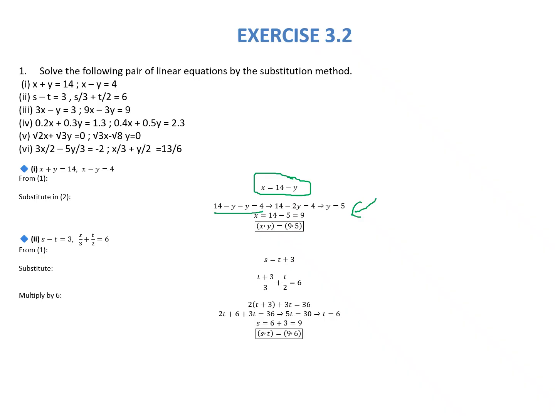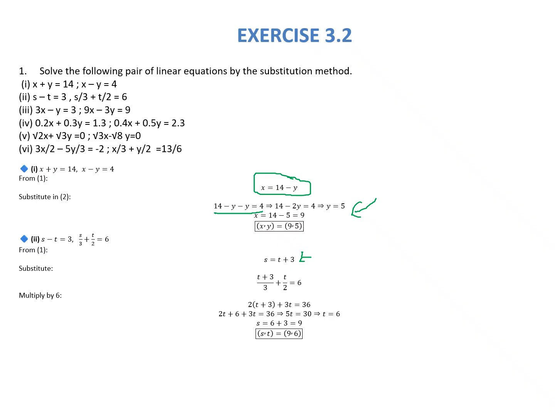Okay, now in the second equation, s minus t is equal to 3 and s by 3 plus t by 2 is equal to 6. Again, we'll use the same logic. s is equal to 3 plus t. We'll substitute this value into the second equation, s by 3 plus t by 2 is equal to 6. We'll replace s, so we can see that t plus 3 by 3 plus t by 2 is equal to 6.